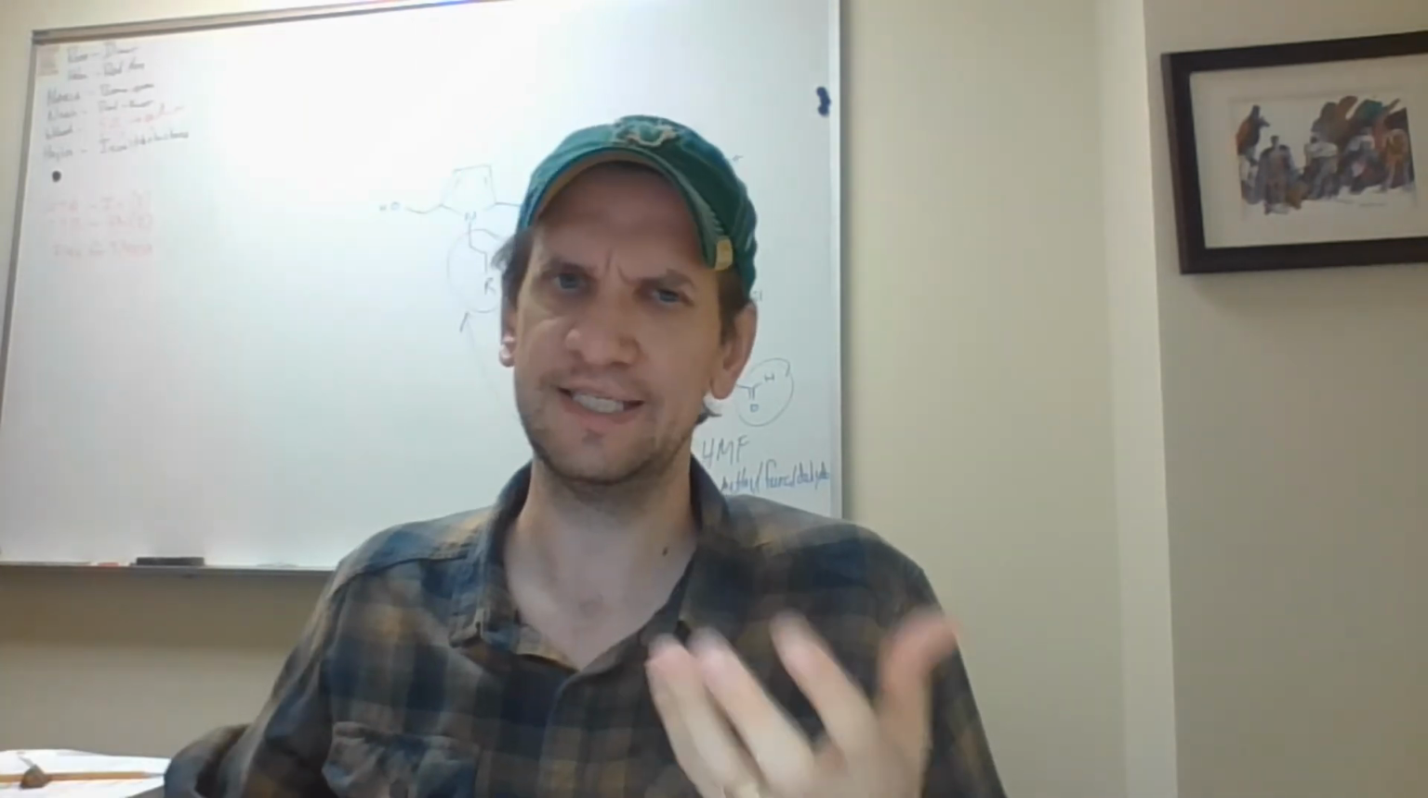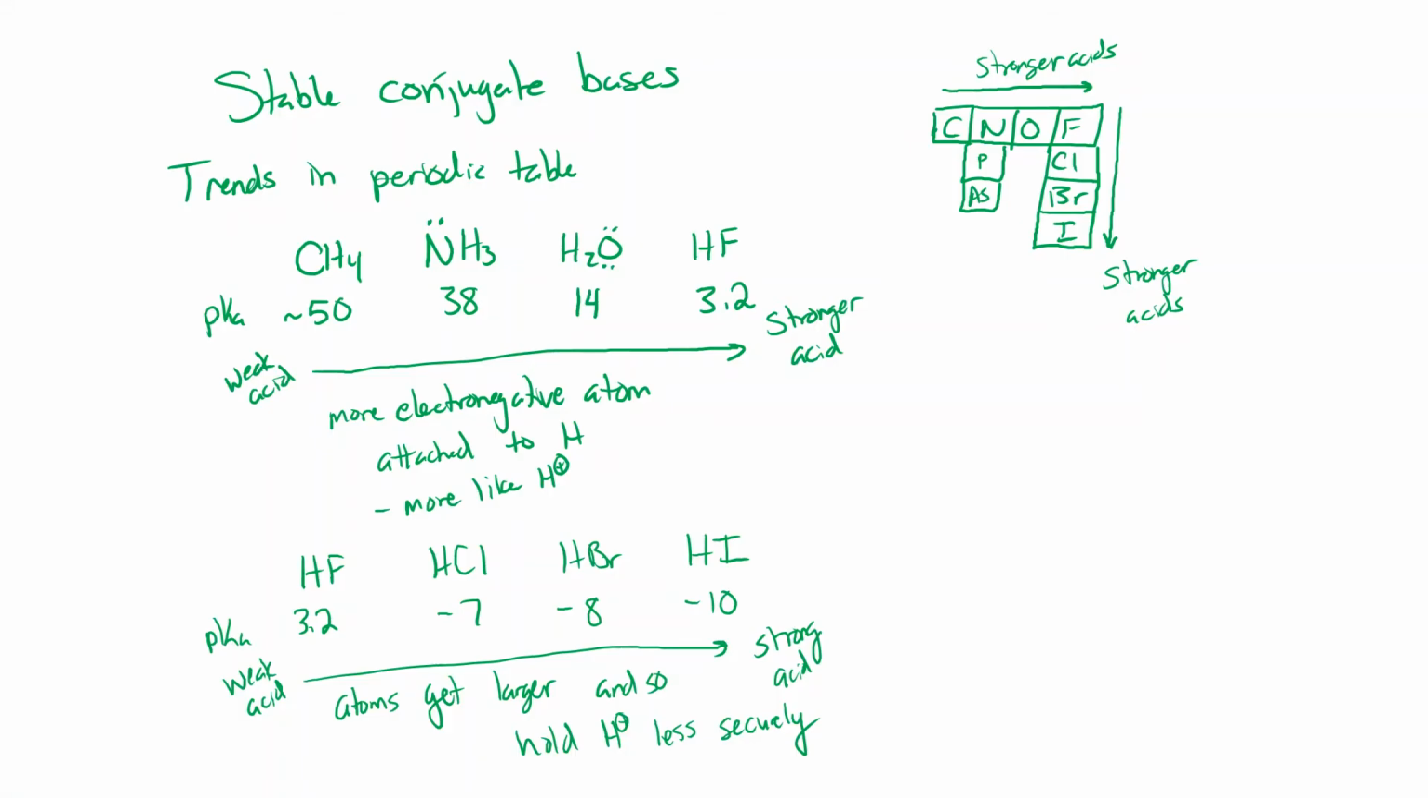And so the size thing is a little bit kind of hard to wrap our minds around, but this is the argument that we make. But the trend is, as we go to the right and as we go down, acids get stronger. So HI is one of the strongest acids that you're going to find in the periodic table, right?